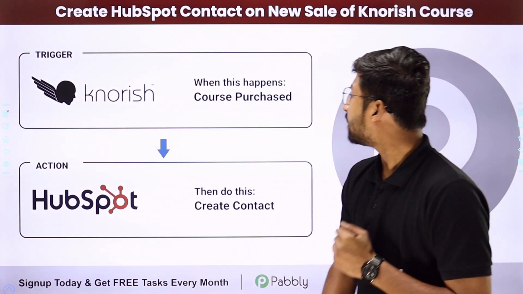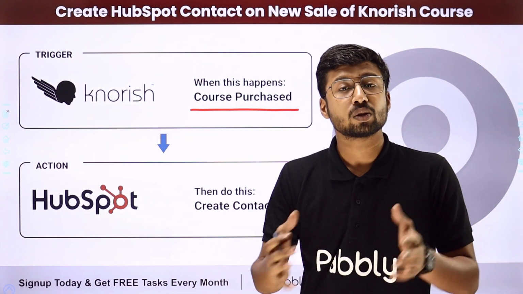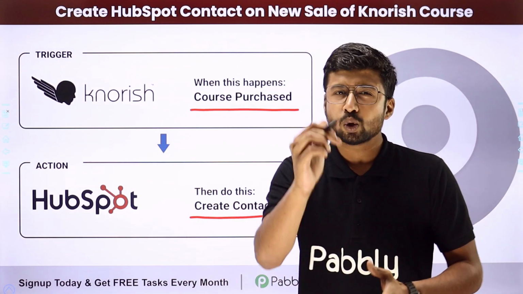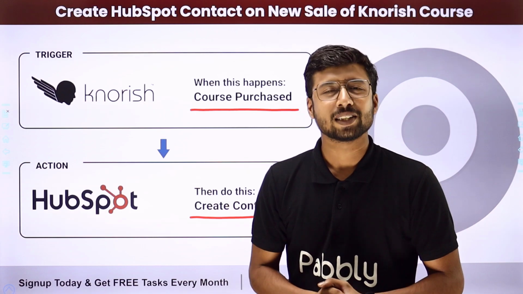So in this automation, whenever a new course is purchased in our Knorish account, automatically the same person who made the purchase will be added as a contact in HubSpot. So if you want to know how you can set up this automation, for that you just have to come with me to my screen.